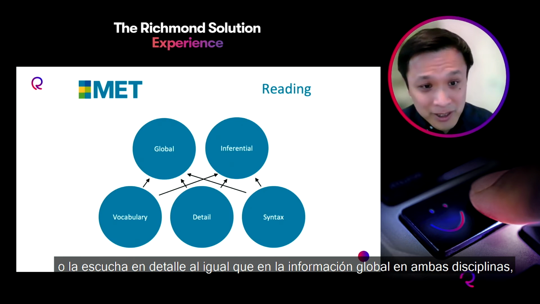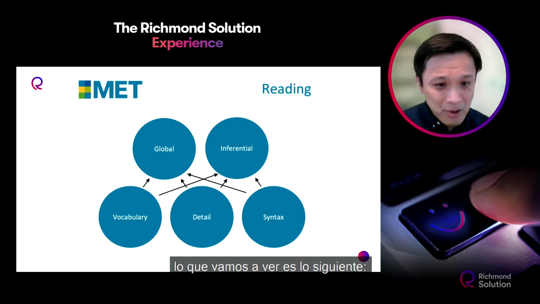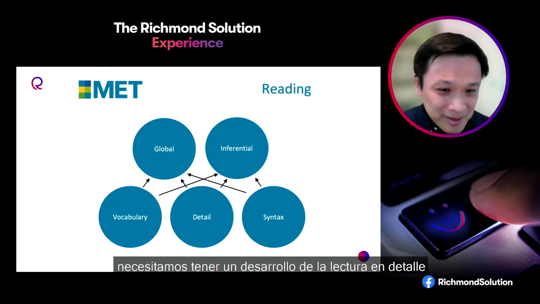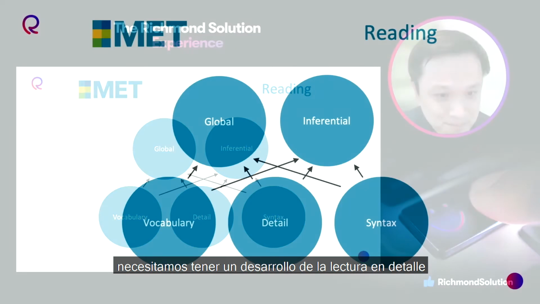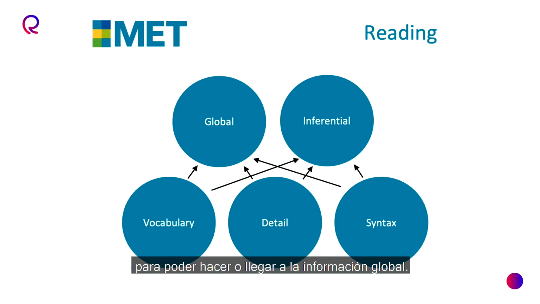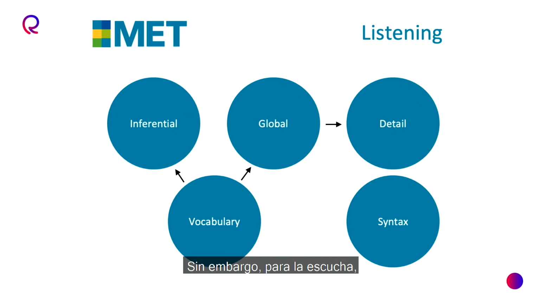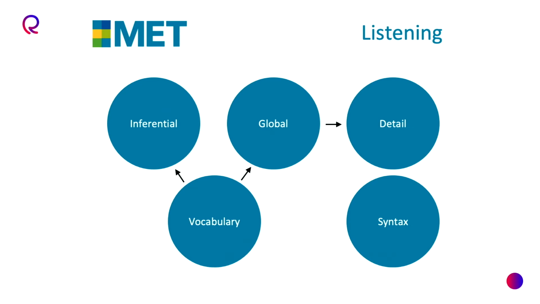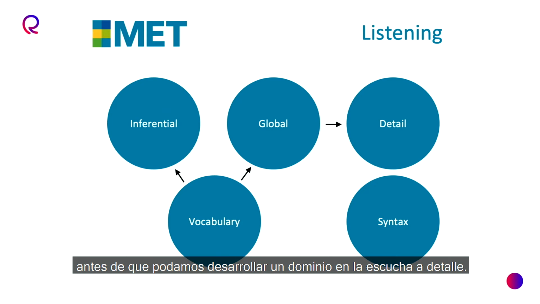Okay? Now let's move on to thinking about reading for detail, or reading and listening for detail, as well as for global information. Now, again, you will see here that for reading, you need to have developed mastery in reading for detail in order to develop mastery in reading for global information. Whereas for listening, it's actually the other way around. You actually develop mastery in listening for global information before you're able to develop mastery in listening for detail.